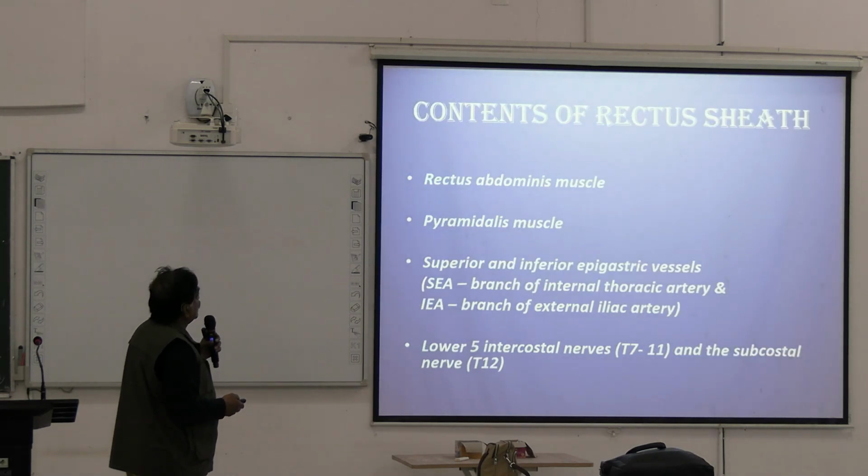Now, contents of the rectus sheath: rectus abdominis muscle, pyramidalis muscle, superior and inferior epigastric vessels, branch of the internal thoracic artery, branch of the external iliac artery, lower 5 intercostal nerves, T7 to T11, and the subcostal nerve.